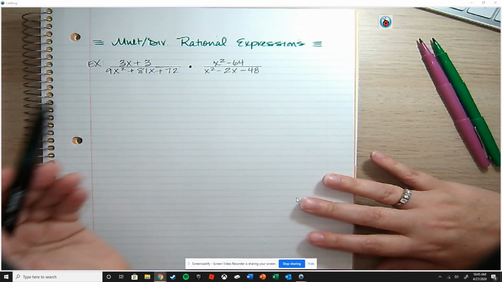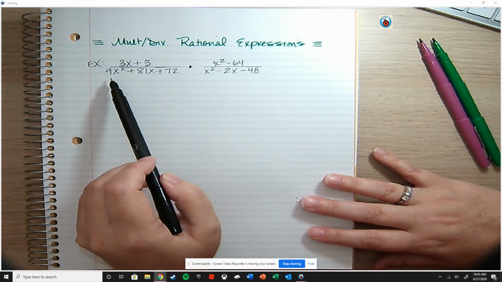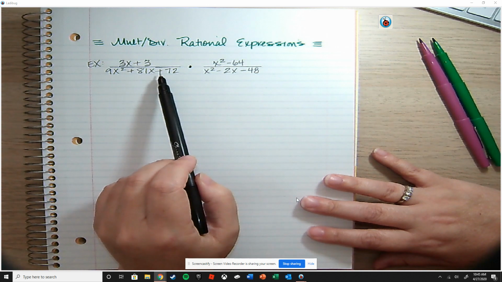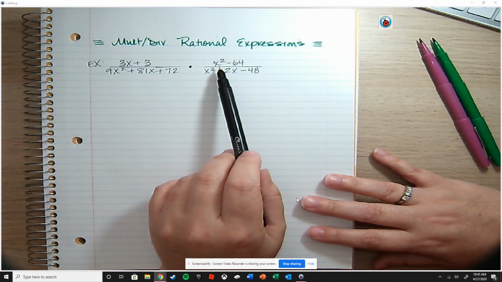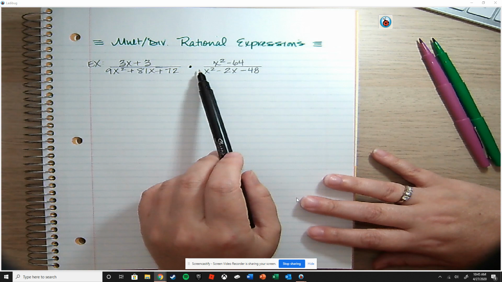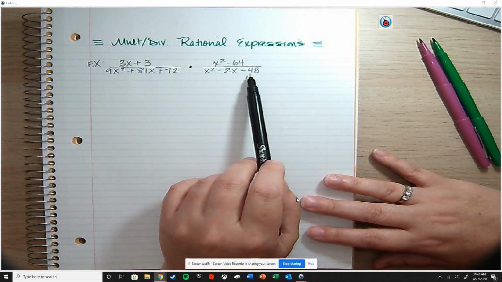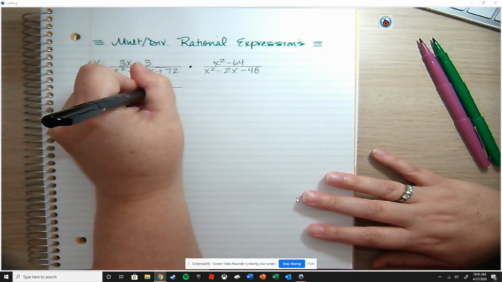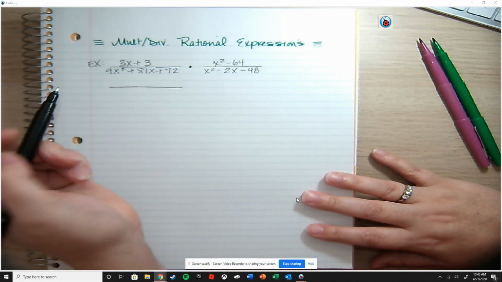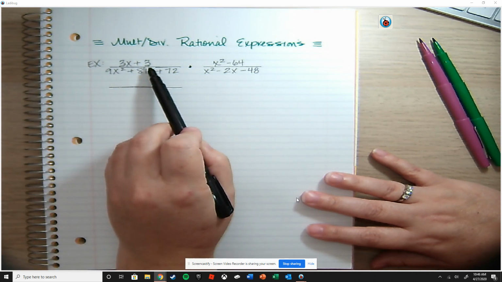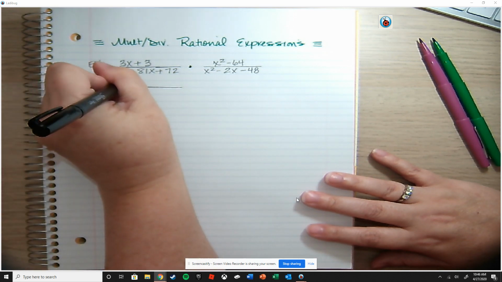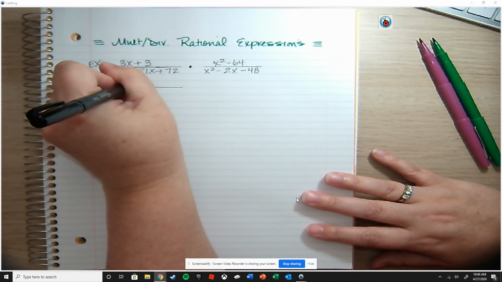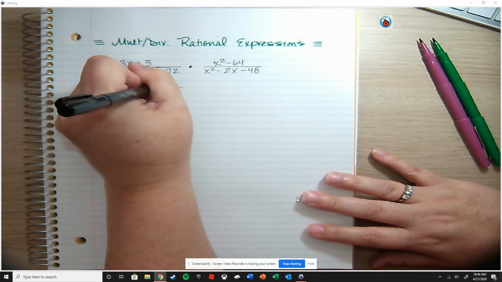All right, so I have 3x plus 3 divided by 9x squared plus 81x plus 72, times x squared minus 64 divided by x squared minus 2x minus 48. I need to factor each piece. 3x plus 3 has a GCF of 3, so I'm going to factor out that 3 and I get x plus 1.